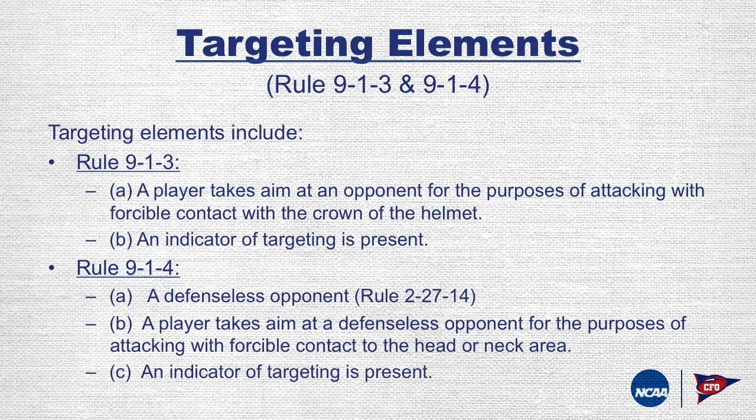Now, as we look at the elements of targeting, you're going to see we have two flavors, as we know, 913, which is targeting with the crown of the helmet. There are two components that replay would have to review, as you can see here, and both of those components would have to be confirmed. Same thing on 914, targeting a defenseless player. We have three components, as you can see, and all three of these components must be confirmed for the player to be disqualified.